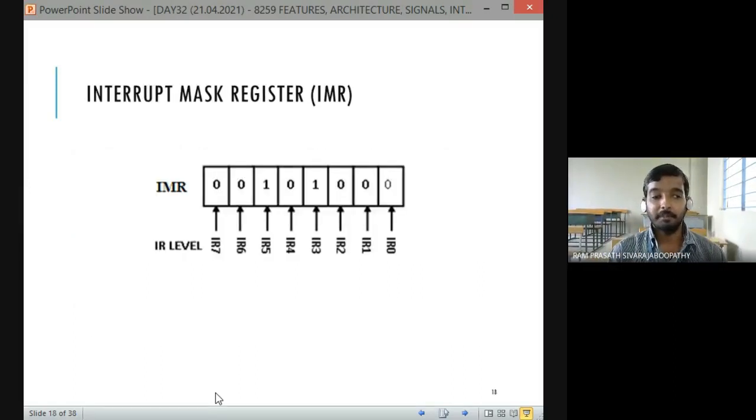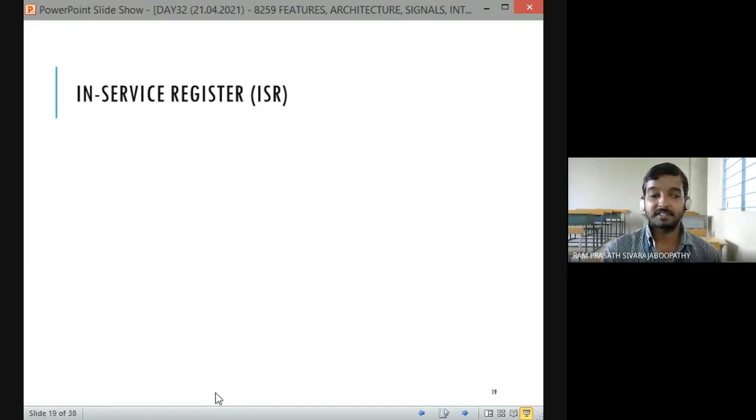Can you people type in chat which interrupts are masked in this particular diagram? See which interrupts are masked. IR3 and IR5. Very good. Super. Okay. Next, the in-service register.